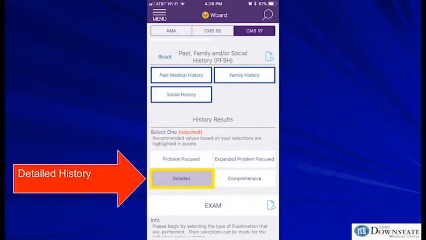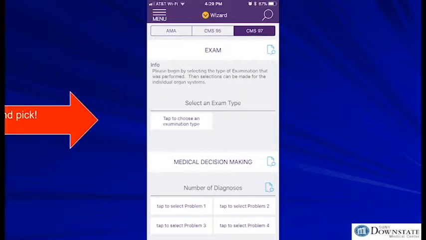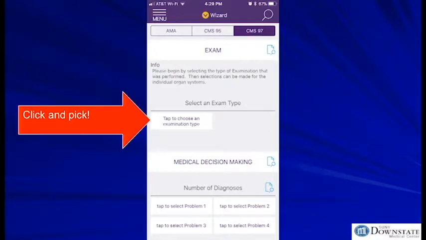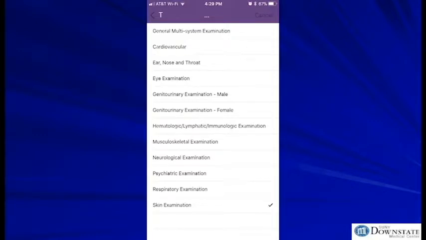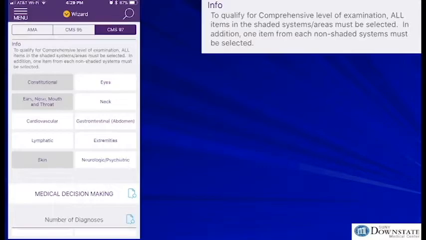It is beyond what we would need for a level 3 patient. Let's go to examination. We can choose an examination type. This is the easy part. We're dermatologists, so pick a skin exam. And for the skin examination, as you'll see, we have a number of things here.